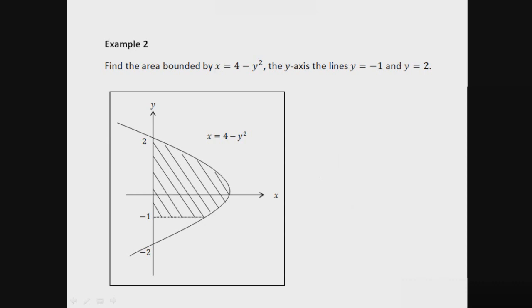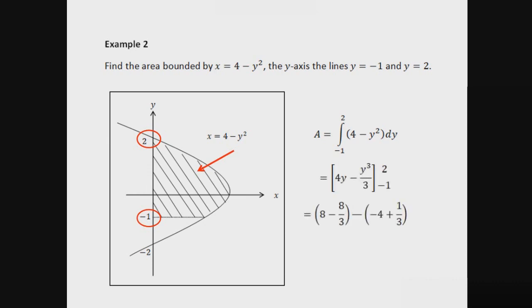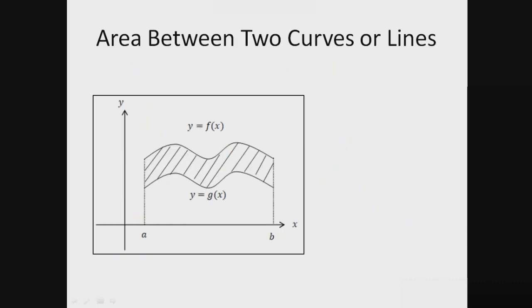Now we have the parabola function, which is the quadratic function x equals 4 minus y squared, at the y-axis. Then it is bounded on the interval of -1 up to 2. So by using the formula, A is equal to the integral from -1 up to 2 of 4 minus y squared dy, and then we integrate, substitute -1 and 2, and we get the final answer of 9.